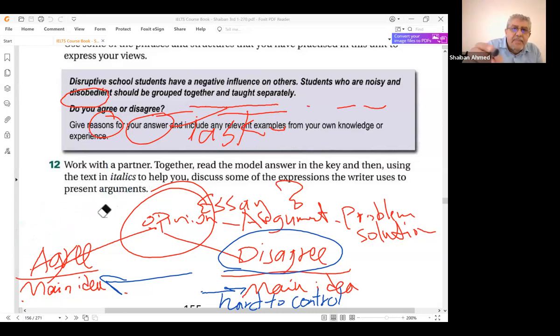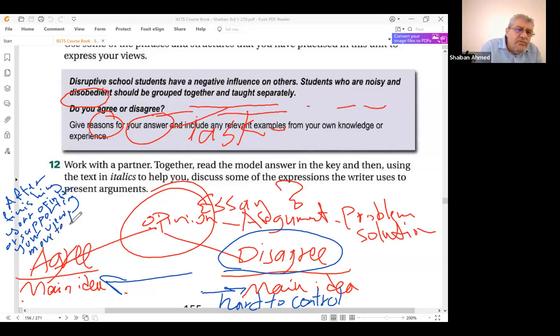Yes, so we say, after finishing your opinion or supporting your view, comma, move to the opposite view, then refute it.